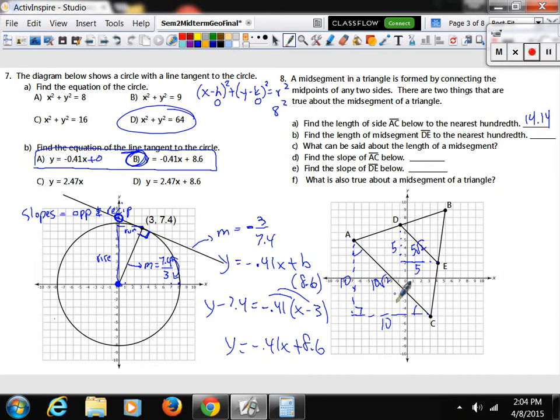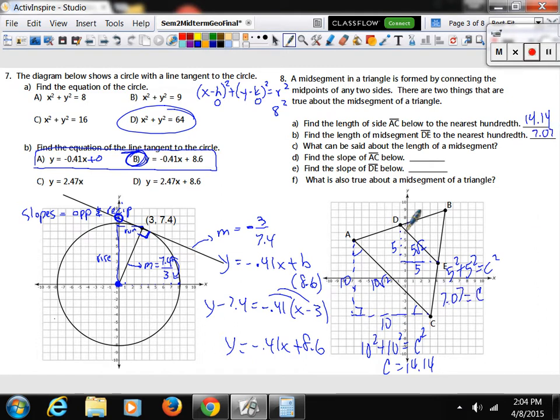You could have done a squared plus b squared as well. 10 squared plus 10 squared equals c squared. You're still going to get c is 14.14. That's not going to change. Same thing here. If you did 5 squared plus 5 squared equals c squared, you're going to get c is 7.07. So 7.07, and it says, what do you notice about these two?